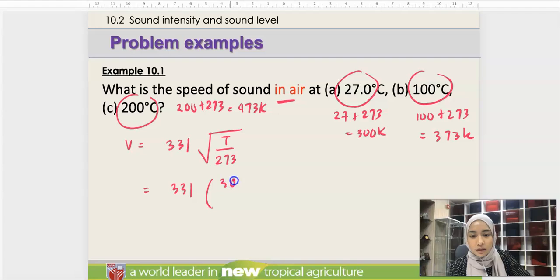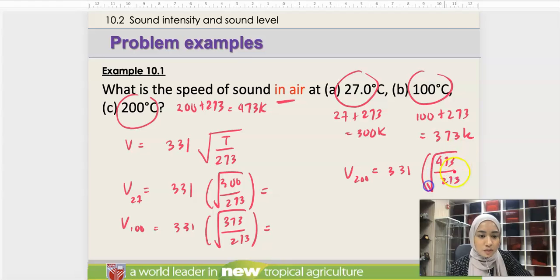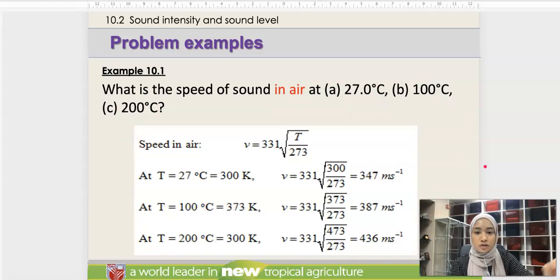331 times the square root of 300 over 273. Get your answer for the 27. Then for V100 also, so that is 373 over 273, square root that. And your last one, V200, which is 331 times the square root of 473 over 273. So that's your answer. Use your calculator correctly and you should get the answer like this.